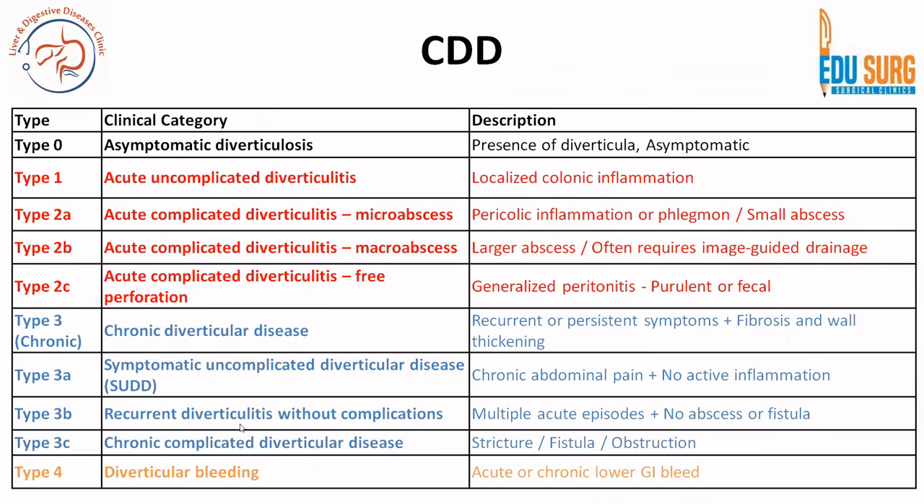That is type 3. Remember, type 0 is asymptomatic, 1 is acute, 2 is chronic, and 3 is bleeding. So it is basically ACB. Okay. So that is something that you have to remember. Okay. So type 0 asymptomatic, 1 and 2 are acute, 3 is chronic, and 4 is diverticular bleeding. So that is something that you have to remember.